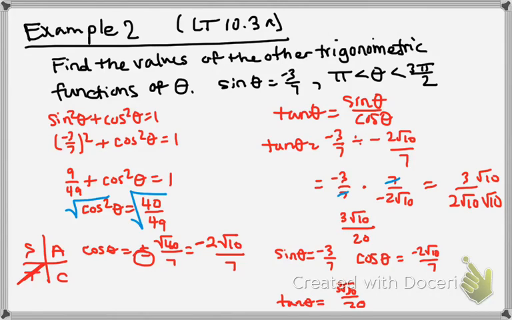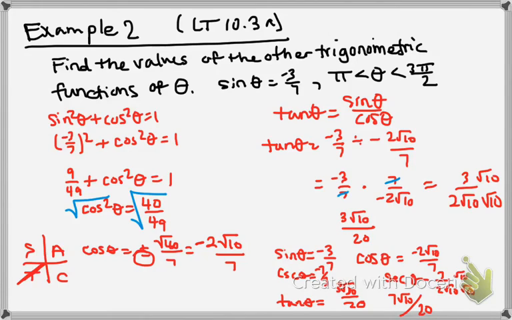So now I just do the reciprocal identity. So of sine, that would be our cosecant. So that's a negative 7/3. For cosine, it's going to be secant. And do the reciprocal, so 7 over 2 square roots of 10. Again, we can't have that square root in the denominator, so I'm going to go ahead and multiply top and bottom by it. And I get 7 square roots of 10 over 2 times 10, or 20.